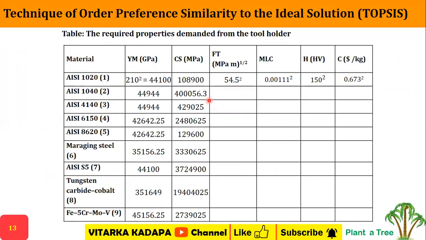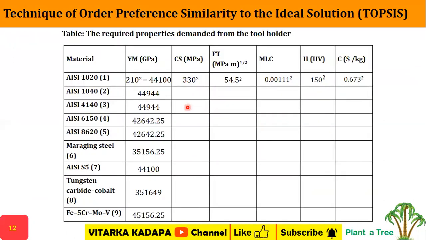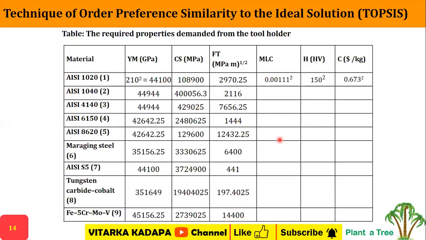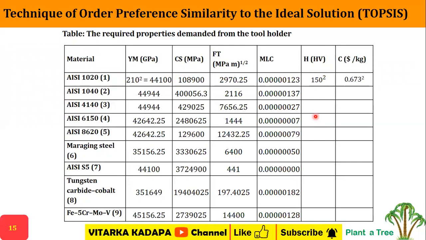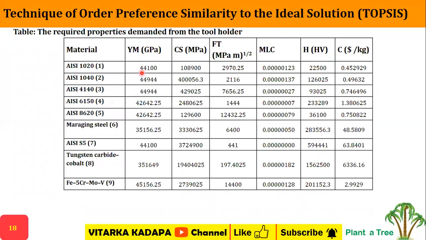Similarly for the next one, I will do it for the entire column. For all of these, I calculate the individual squares: 46 square, 87.5 square, like that. Similarly for this column also, I will calculate the squares. Now I have the squares. Now I need to sum all these values, the sum of all these squares.